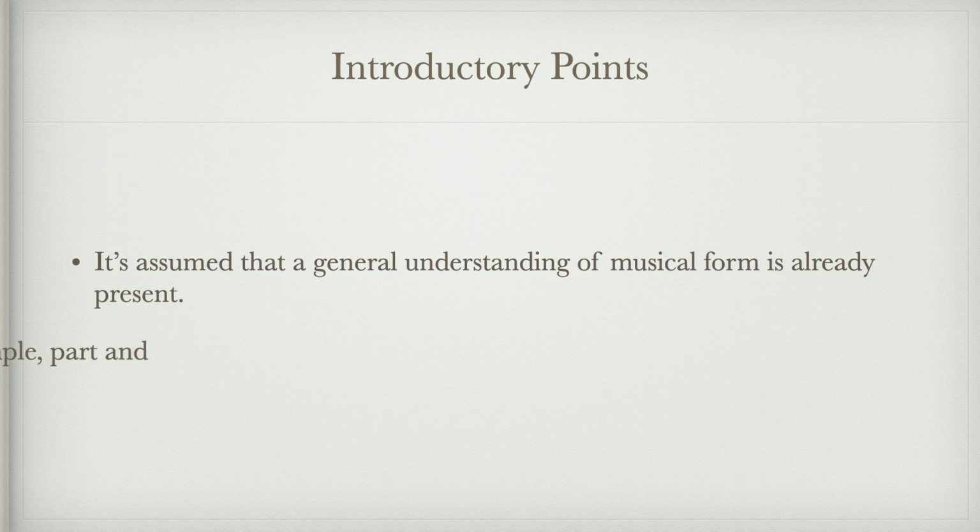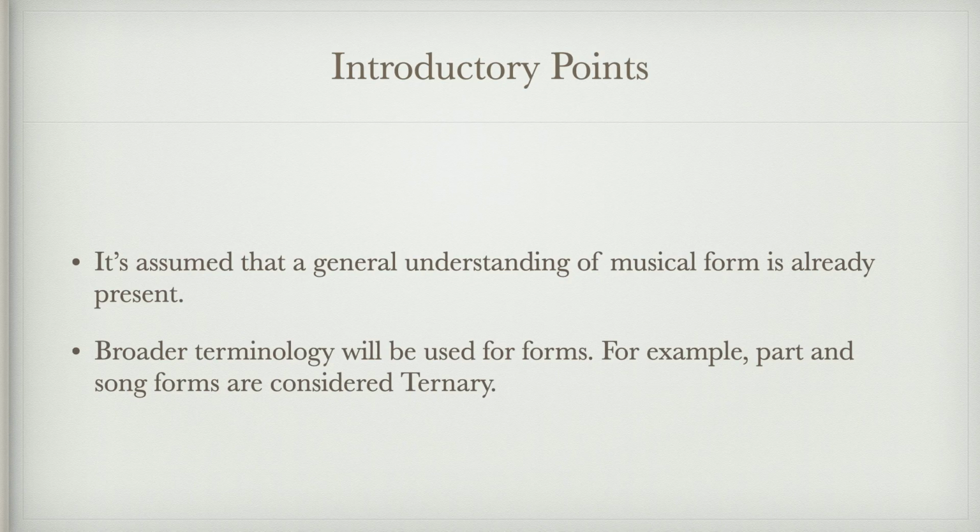So that leads to my next point, and that's that broader terminology is going to be used for forms. So one example would be part and song forms. Those are typically an ABA form. We're just going to consider those as ternary forms. We won't really delineate them into specific aria forms and other types of forms that we might do in the classical and romantic period.